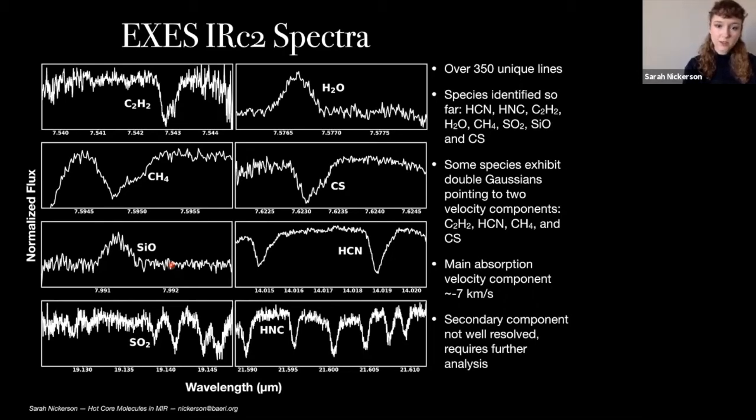And so for the absorption lines, the main velocity component is about -7 kilometers per second, which is similar to what Lacey found with TEXES. And the second velocity component is not very resolved, and so it's going to require further analysis before we can say anything definite about that one.